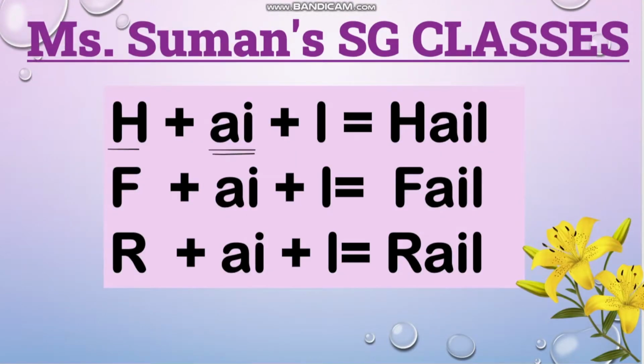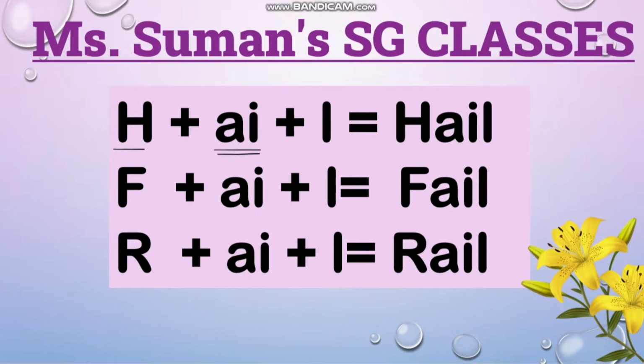A-I together will make the sound of A. H-A-I-L, hail. You know that H makes the sound of H and L makes the sound of L. F makes the sound of F. A, L, fail. So we have to join these three sounds: the sound of this letter, that is F, the sound of this family, the A-I family, that makes the sound of A, and the sound of L.